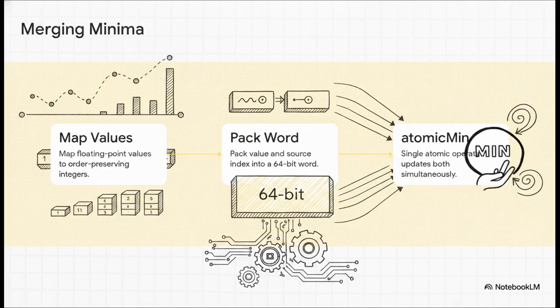So the crucial point is this completely brilliant 3-step 64-bit packing trick. To find a global minimum across all these chunks, they first map the floating point values to order-preserving integers. Then they pack that value and its source node index into a single 64-bit word. Finally, they use a single atomic min operation. This updates both the minimum value and its location simultaneously. It allows all those parallel chunks to merge flawlessly without any complex, super slow cross-block synchronization.